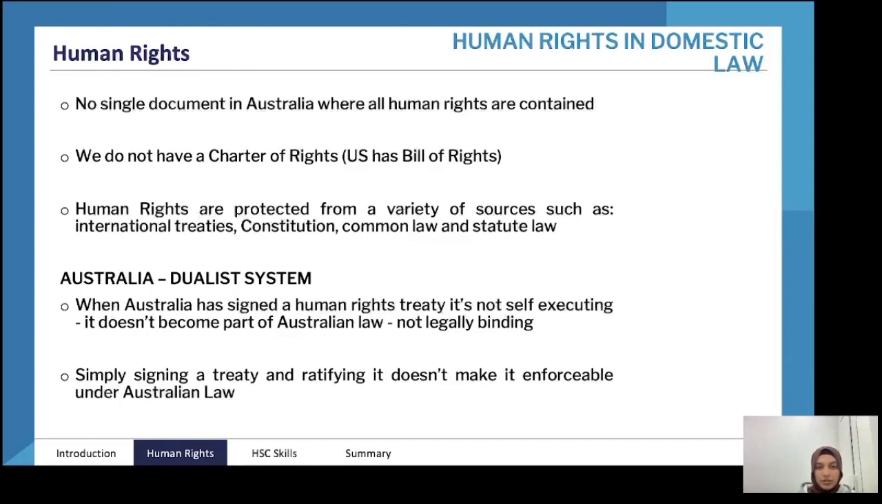So Australia has a dualist system where, if Australia has signed a human rights treaty, it's not self-executing, it doesn't become part of Australian law and is not legally binding. Simply signing a treaty and ratifying it doesn't make it enforceable under Australian law. So important to note that.